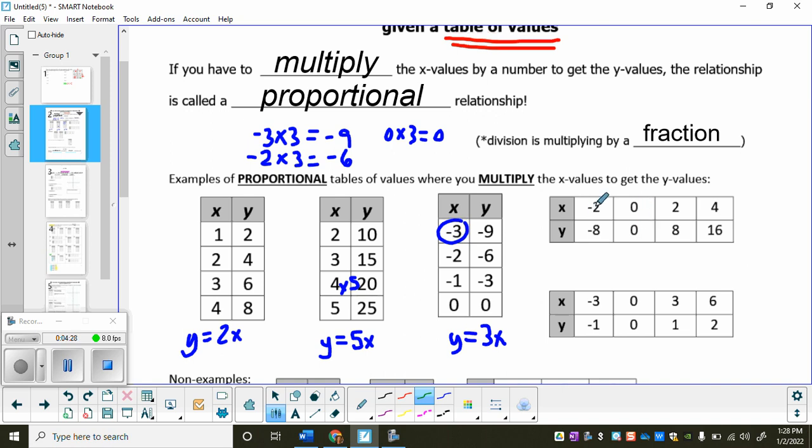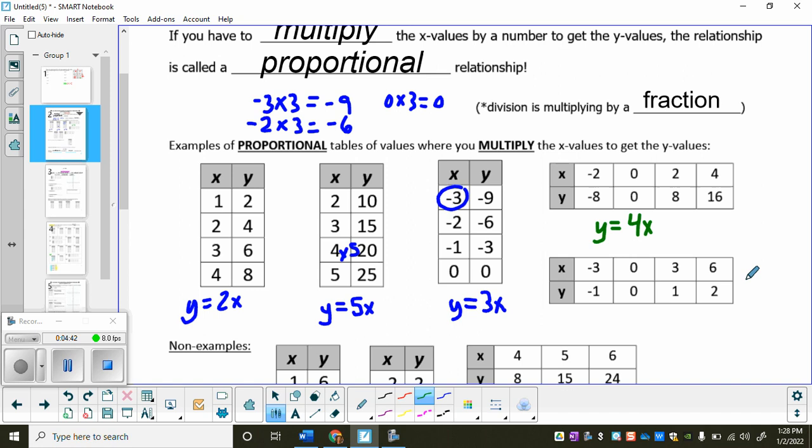And if I did negative 2 times 4, it would be a negative 8. So for this one, we're going to have a 4x. And that's how I got each of the y values. 4 times each of these x's is how I got the y.